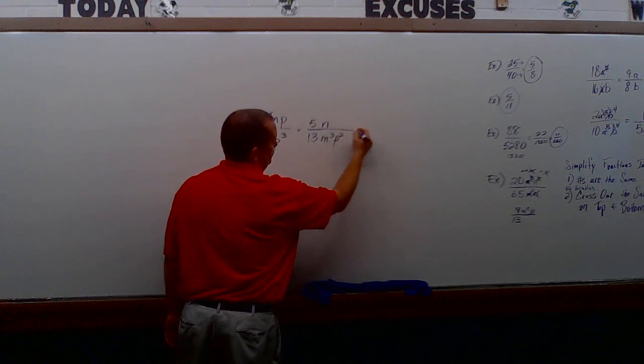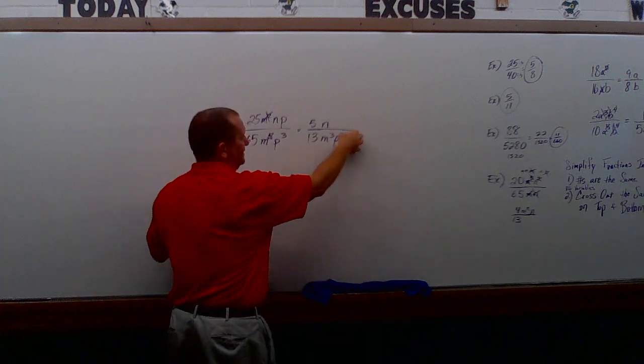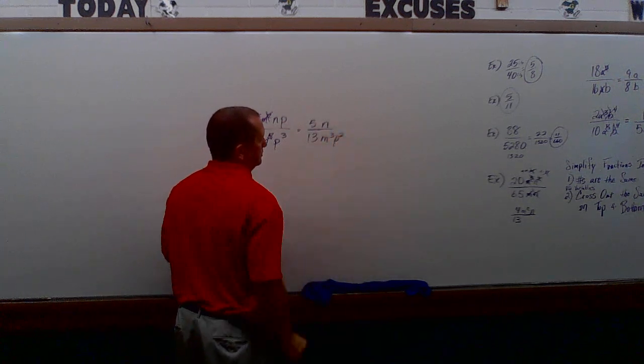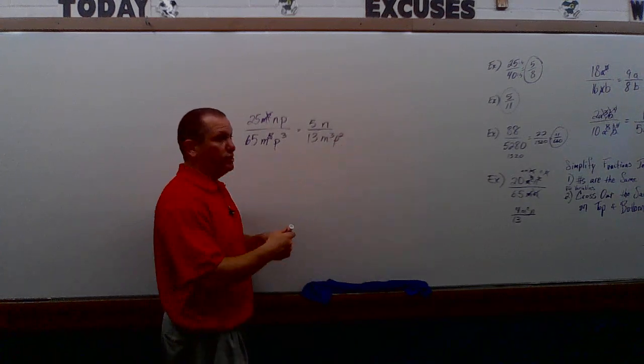And again, make sure that my fraction bar is over top of everything on here. Don't write this, right? Because now that p squared is off to the right, it looks like something else.